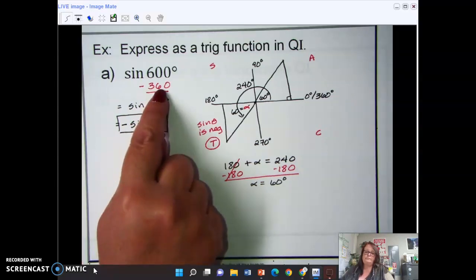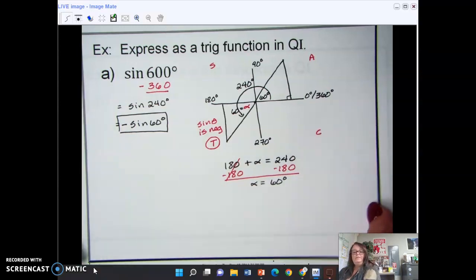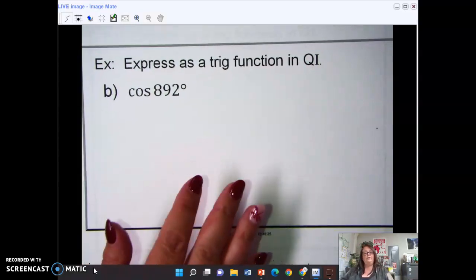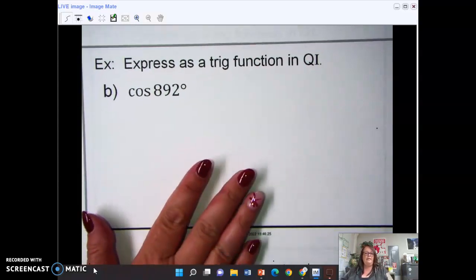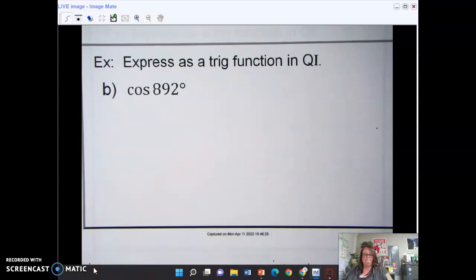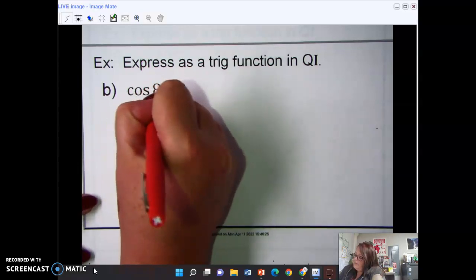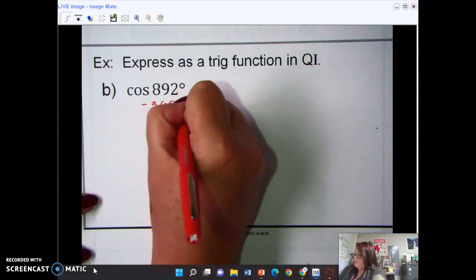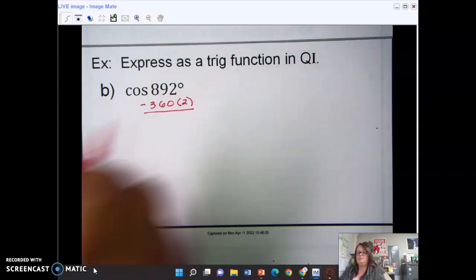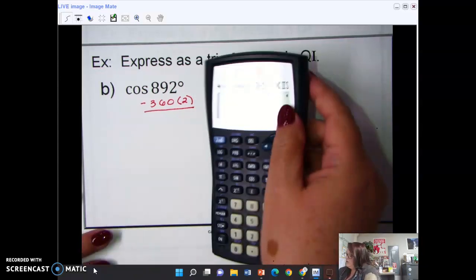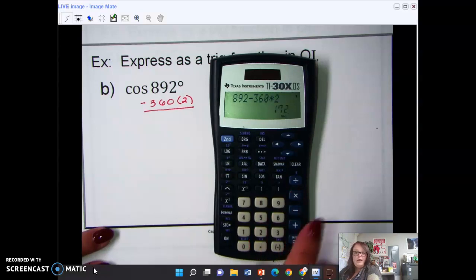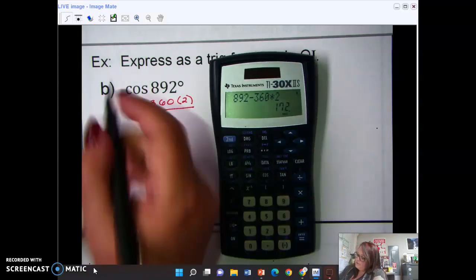Okay, so if you can take a moment to pause the video and give this one a try. Put it in the first revolution, find your reference angle, and then figure out your sine. So if I subtract 360 from this, that's not going to be enough to put me in the first revolution. So if I subtract 360 times 2, that's going to work. So if I do 892 minus 360 times 2, I'm going to get 172 degrees.